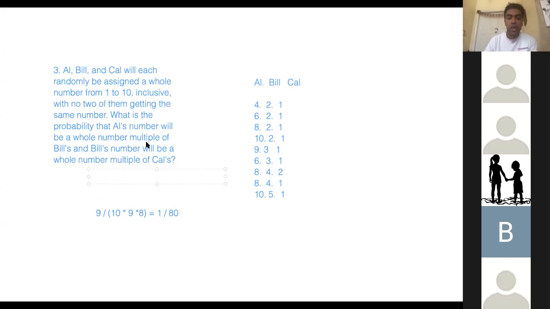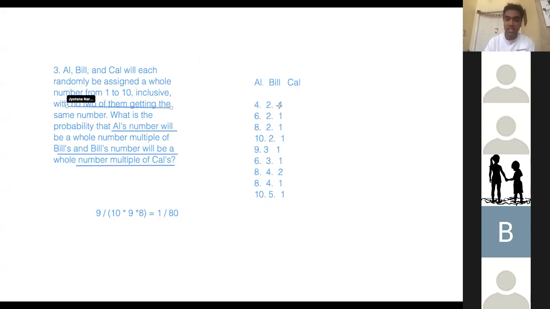Good. So I think in this case, the easiest way is to actually count the possibilities. We're asked that Al's number needs to be a whole number multiple of Bill's, and Bill's needs to be a multiple of Cal's. So imagine Cal's to be a small number, so Bill's has to be a multiple of that, and Al's has to be a multiple of that, and no two of them get the same number. Otherwise, it might have been valid to have 2 of them with the same number, so that's also excluded.